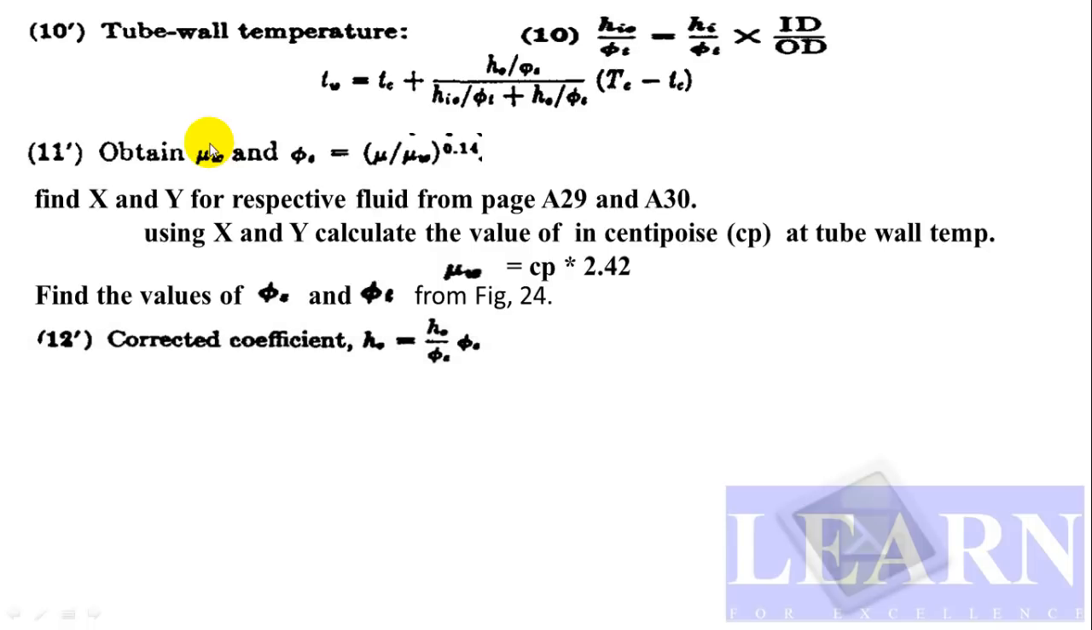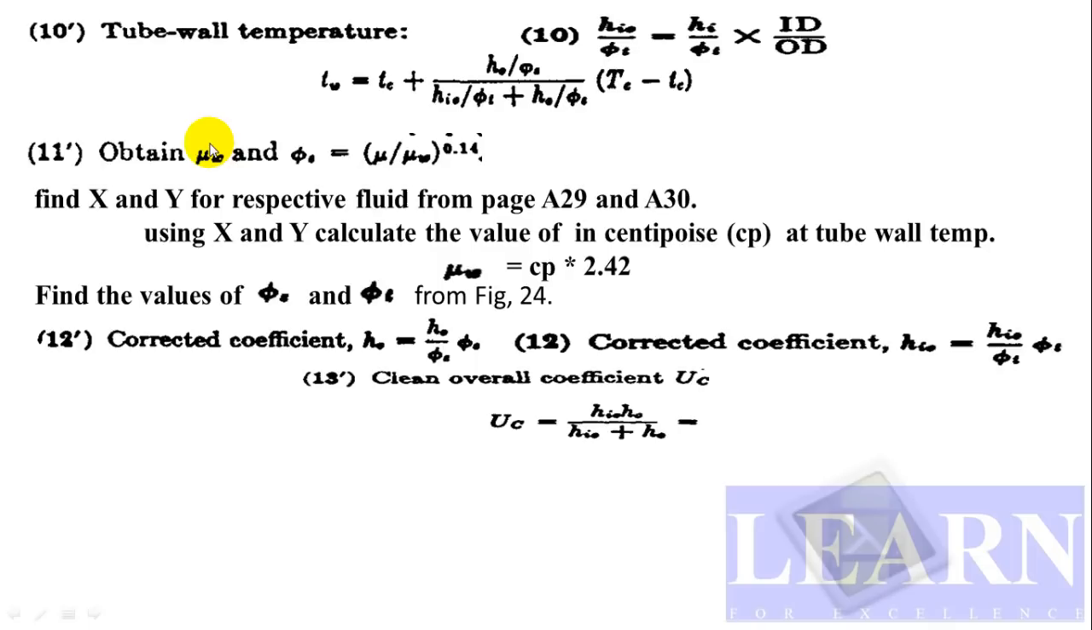After getting phi s and phi t, we put them into the corrected coefficient, h naught by phi s, and multiplying by phi s gives the corrected coefficient. Similarly on the tube side, we get hi naught, the corrected coefficient on both the shell side and the tube side. After that, we calculate the clean overall coefficient UC using the same formula: hi naught into h naught divided by hi naught plus h naught.